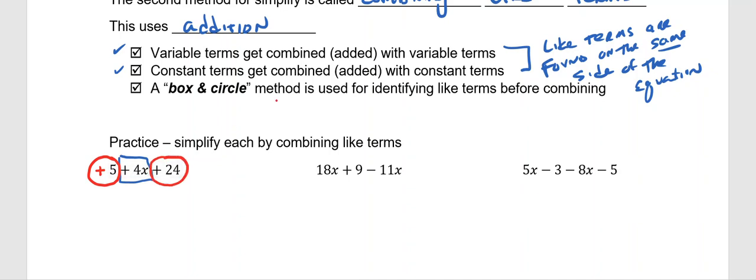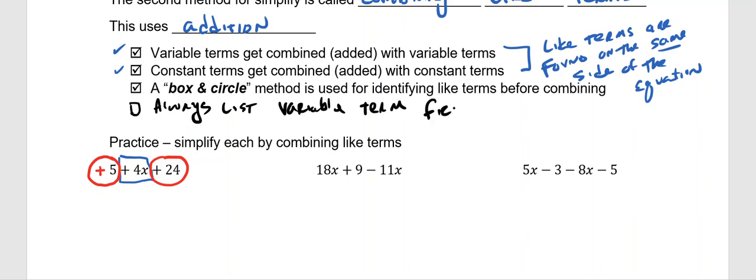All I'm going to do from here is combine the terms that I can by adding them. And there's one last thing I should make a note of: always list the variable term first. So as we start to combine, even though there's nothing to combine with the 4x, that's the first thing I'm going to write down. That just makes solving these equations a little bit easier. So I'm going to say 4x, that's taken care of.